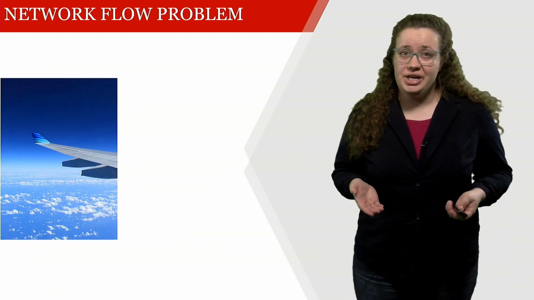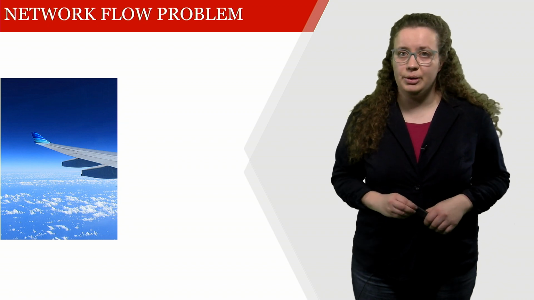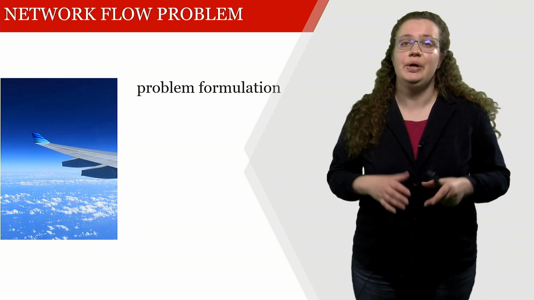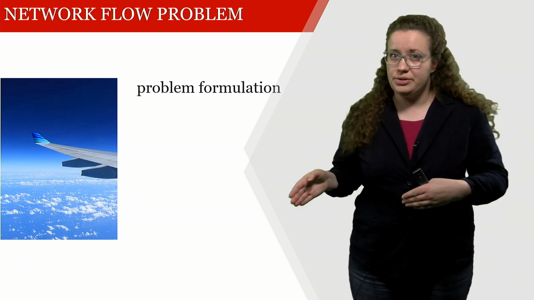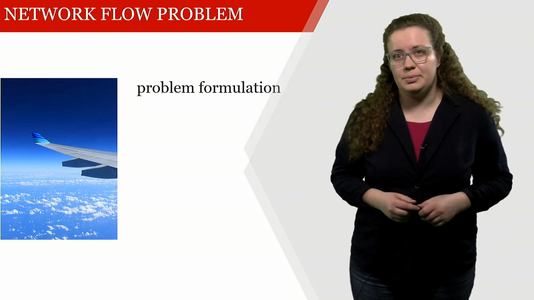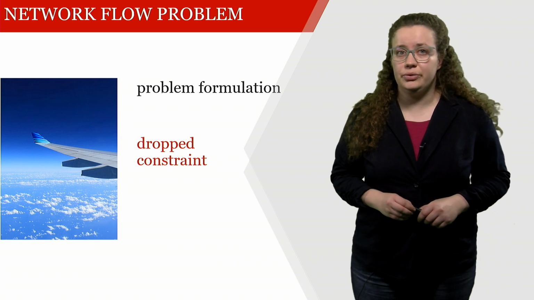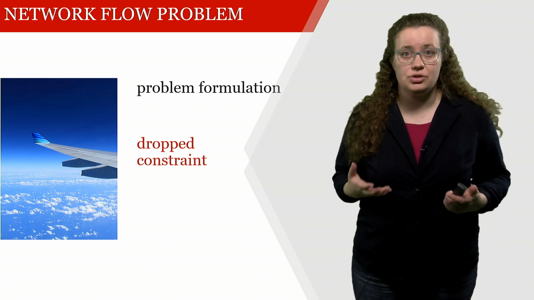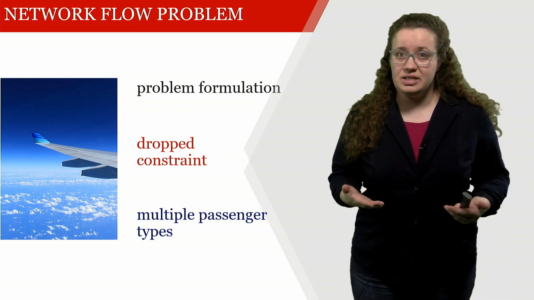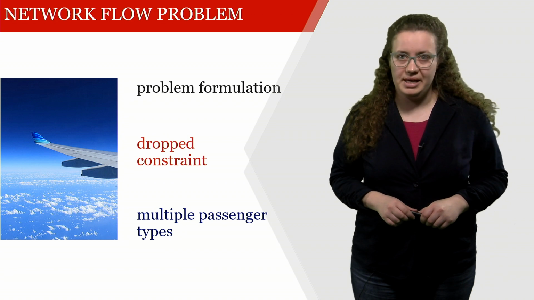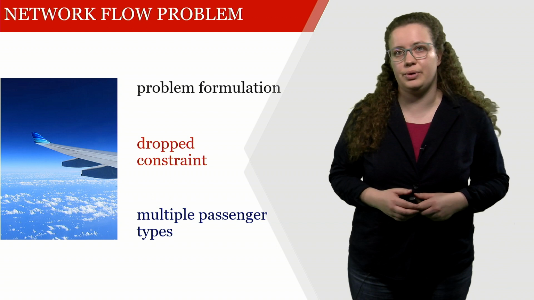What I would like you to take away from this introductory web lecture on the minimum cost network flow problem is, first of all, the problem formulation, both in the more specific case with only one origin and one destination, but also in the more general case with multiple origins and multiple destinations. What I would like you to look into is this dropped constraint and why we can drop this constraint. And lastly, what we're going to do in the next web lecture is we're going to look into multiple passenger types, which is not the same as shipping multiple different groceries throughout the network.